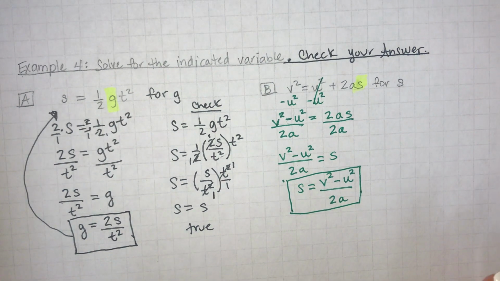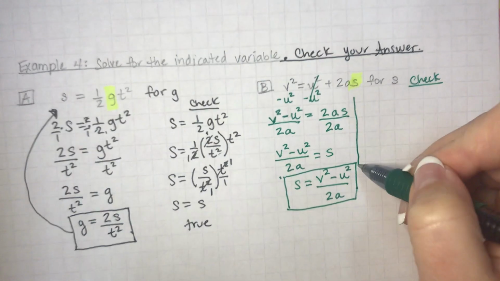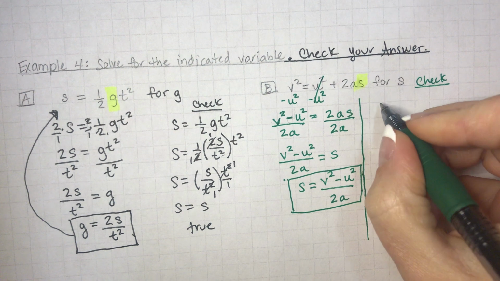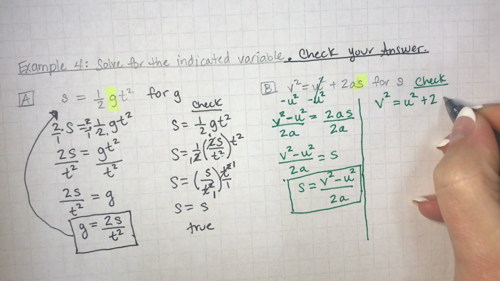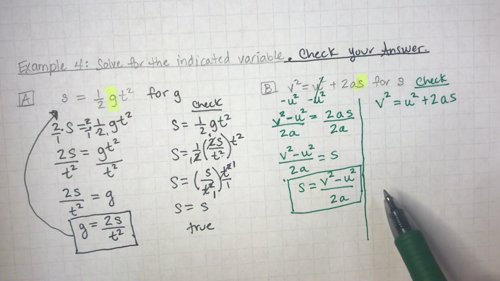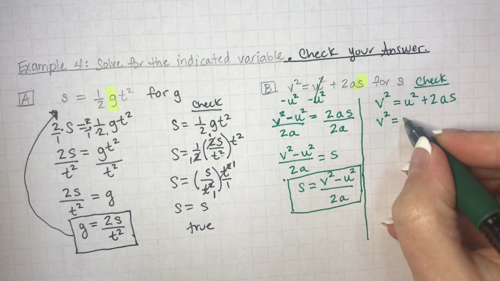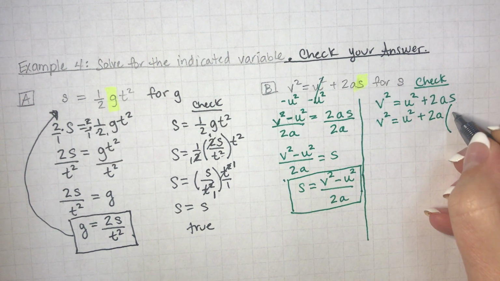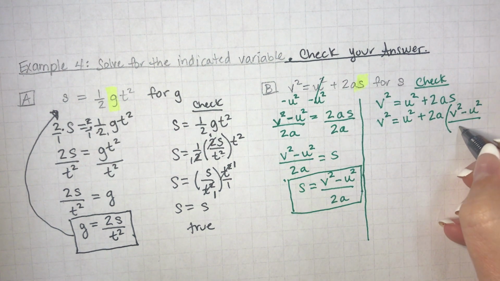But we're not done because we're going to check it. So I'm going to write check. I'm going to rewrite that original equation. v squared equals u squared plus 2as. Okay, perfect. Now we're going to substitute all of this in for s. So I'm going to rewrite all this. v squared equals u squared plus 2a multiplied by v squared minus u squared all over 2a.